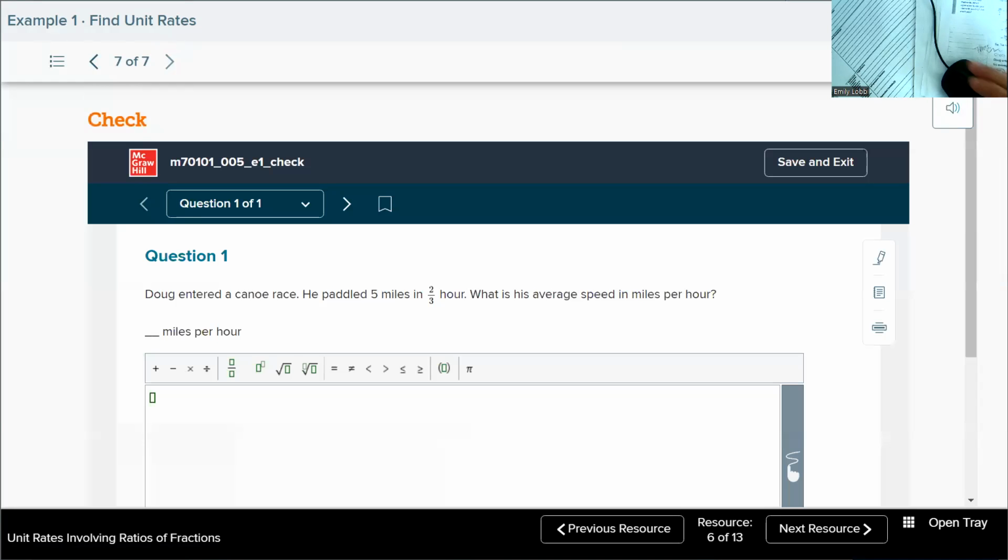They gave us 4 methods that we can use, and we're trying to figure out what his average speed was in miles per hour. So again, we're on page 6 in our packet doing the check. Doug entered a canoe race. He paddled 5 miles in 2/3 hours. What is his average speed in miles per hour? You may use any one of the strategies that we learned yesterday. If you don't remember the strategies, or you were not here, you're going to want to go back into that digital resource and fill up your packet and make sure you have those notes.